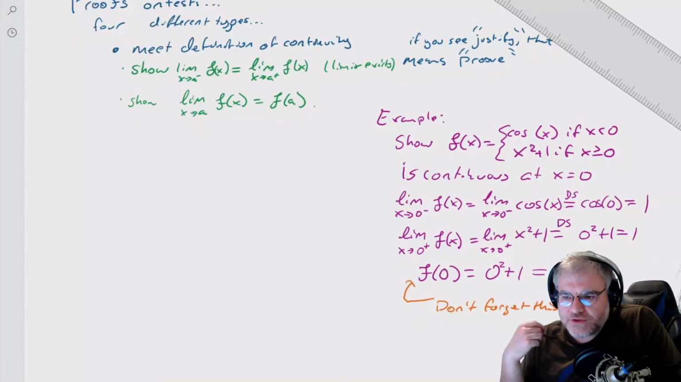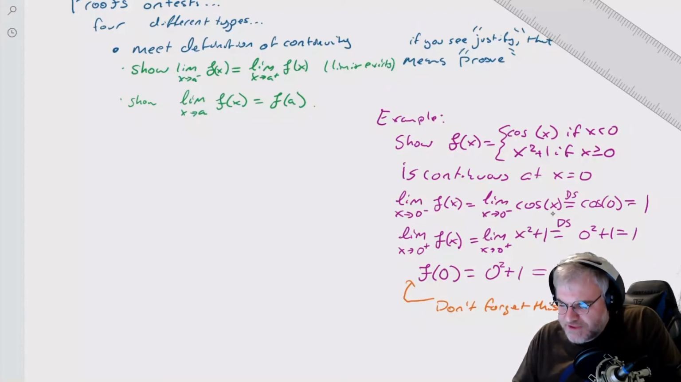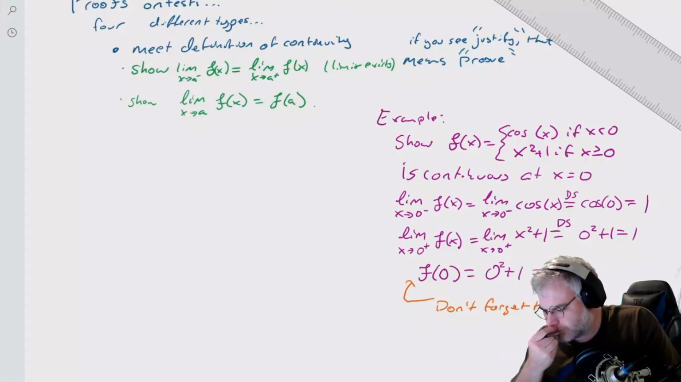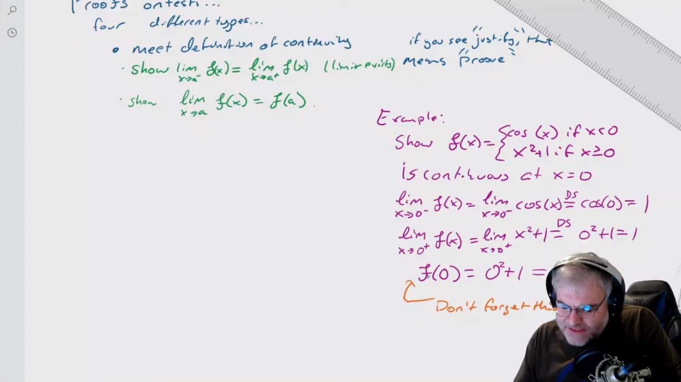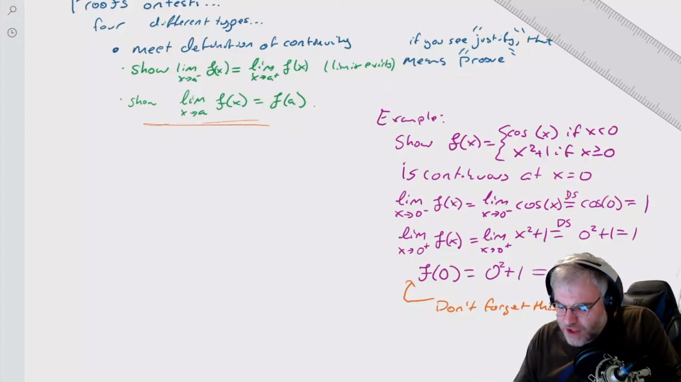Yeah, so you can do direct substitution if the equation meets certain criteria. I could directly substitute here because cosine is continuous. I'm not saying f is continuous here. I'm saying cosine is continuous, which is true. You have to do this last piece because it's part of the definition. In order to show continuity, you have to show that this exists and then show that that's true.